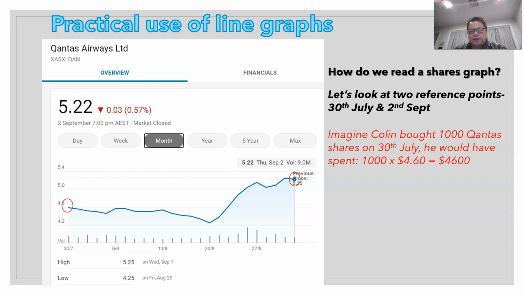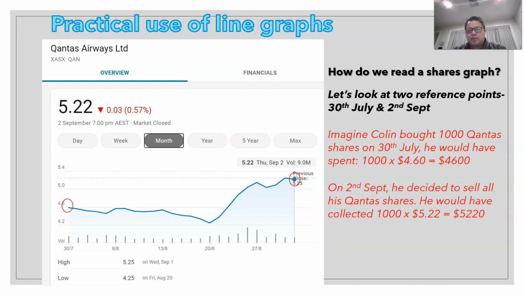After slightly more than 1 month, on the 2nd of September, he decided to sell all his Qantas shares. At that point in time, when he sold the shares, the price had become $5.22. It's not $5.25 because this is based on what I could see, so that's why I'm using this at 7 p.m., 522 instead of 525. So for 1,000 shares, he sold it at 522.